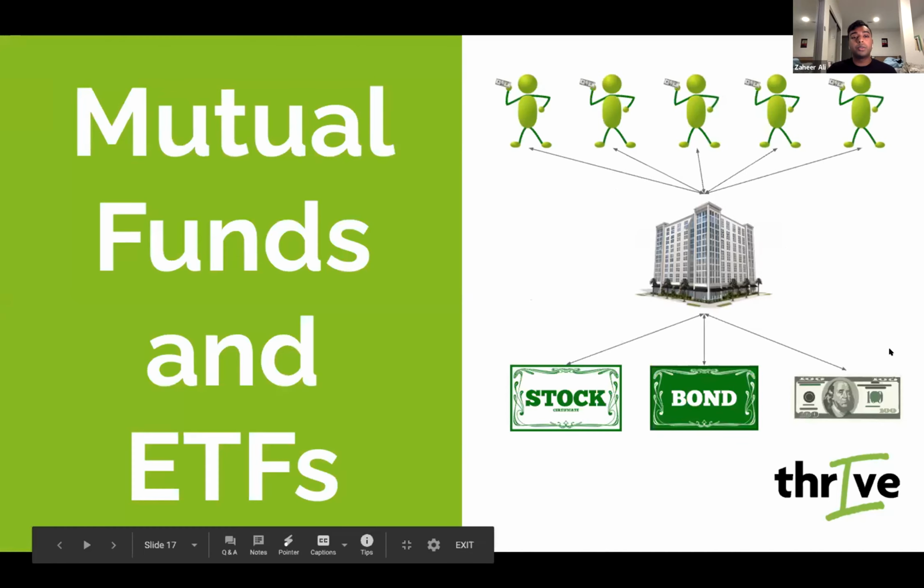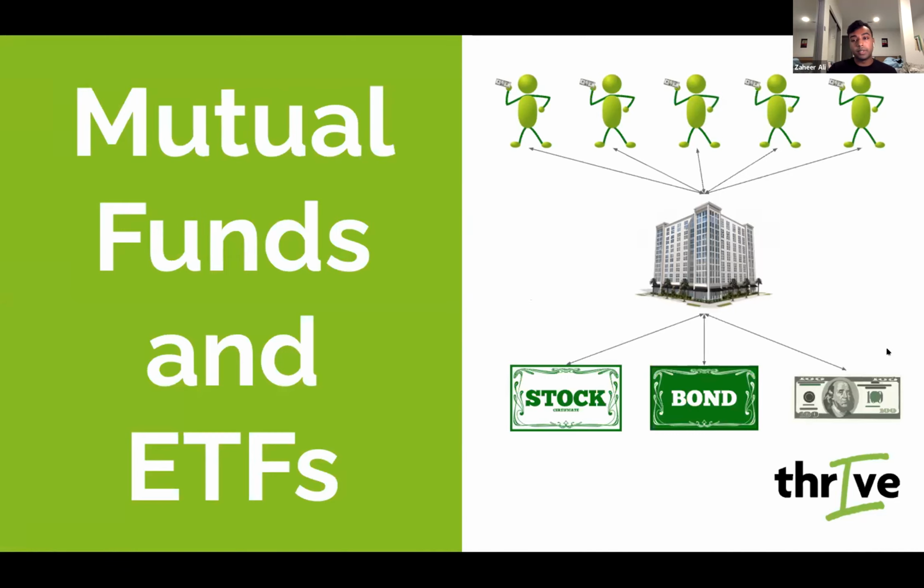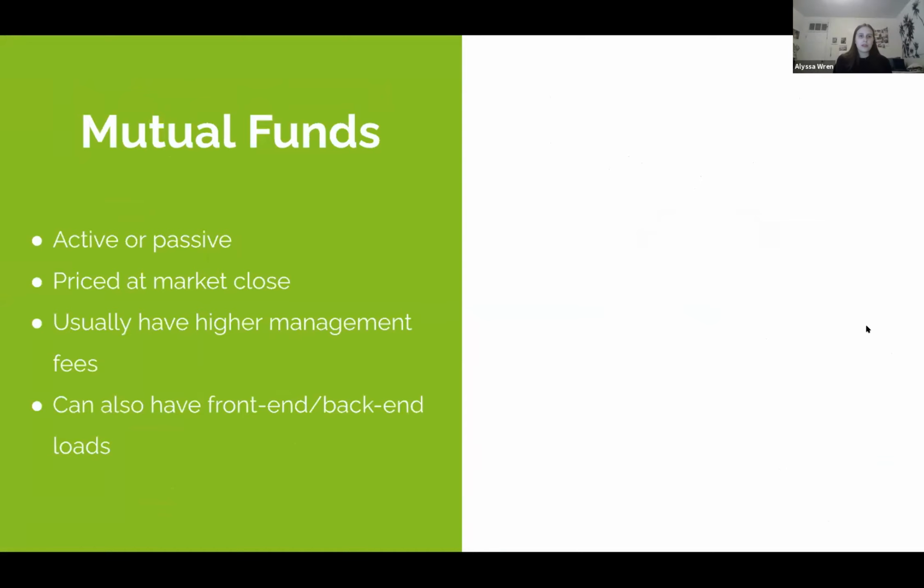So now we're going to talk about mutual funds and ETFs and the differences between those two. Like we talked about last week, a mutual fund is basically you're able to buy into a fund that holds a variety of stocks and bonds rather than purchasing them individually yourself. And these can be active or passively managed. So someone might go in there and make a bunch of trades and move stuff around a lot. That'd be an actively managed fund, or it might just track an index and that would be passive.